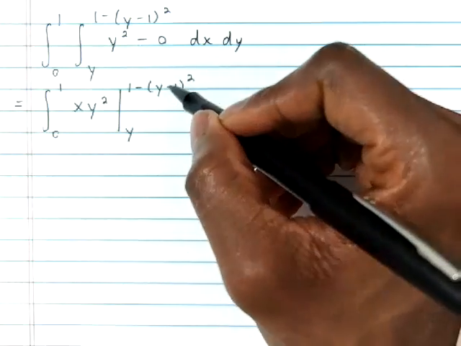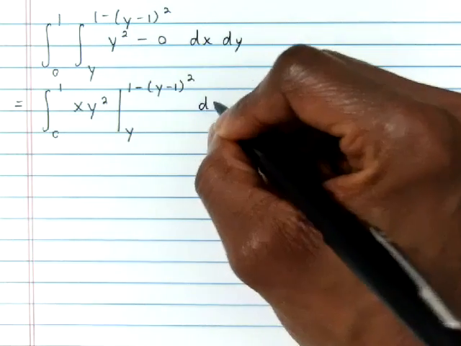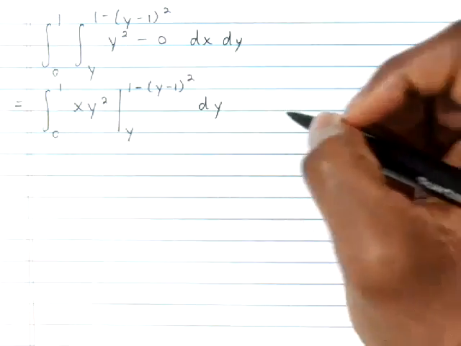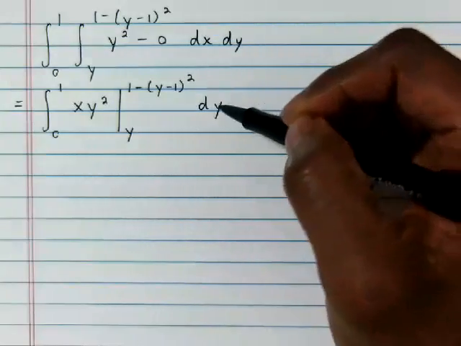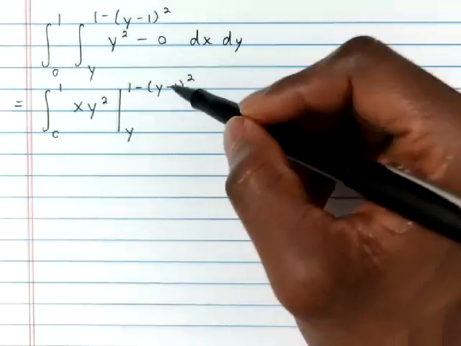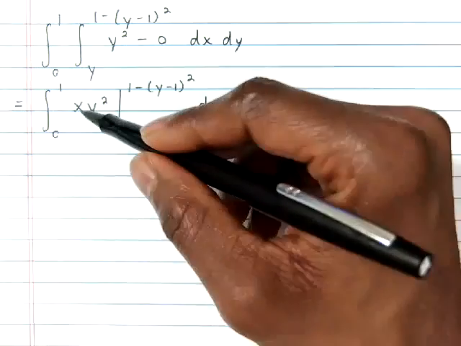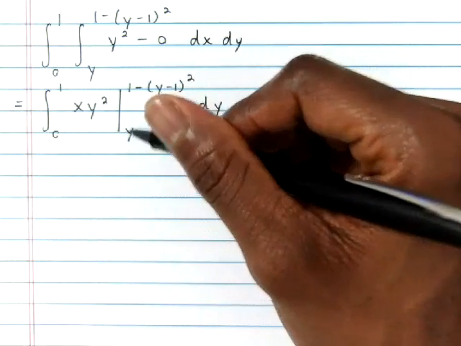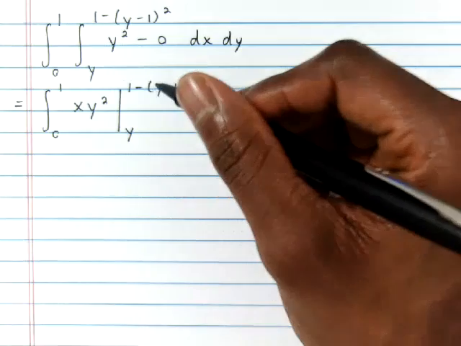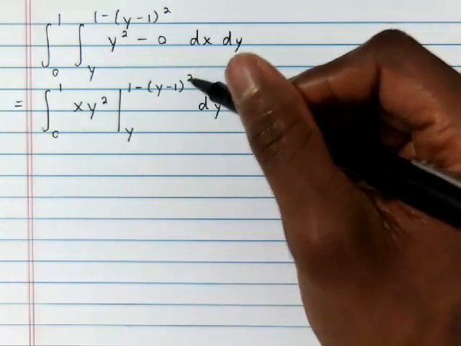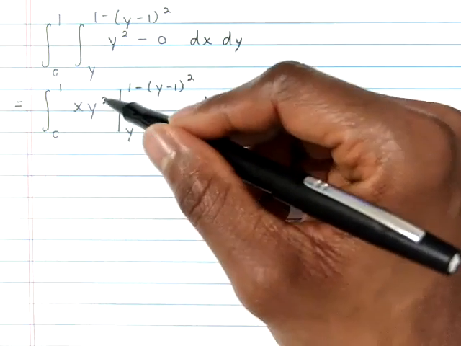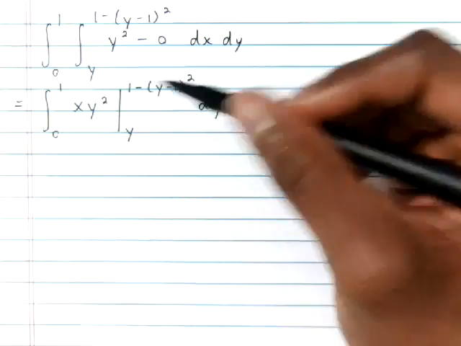So now, in plugging in your bounds, let me put my dy out here because we still haven't integrated with respect to y. Now, when you plug in your bounds, you integrate with respect to x. These bounds need to go in for x. Just keep in mind that's x equals y and x equals 1 minus the quantity y minus 1 squared. We're not going to touch that constant right there at all. We don't need to do anything with that.